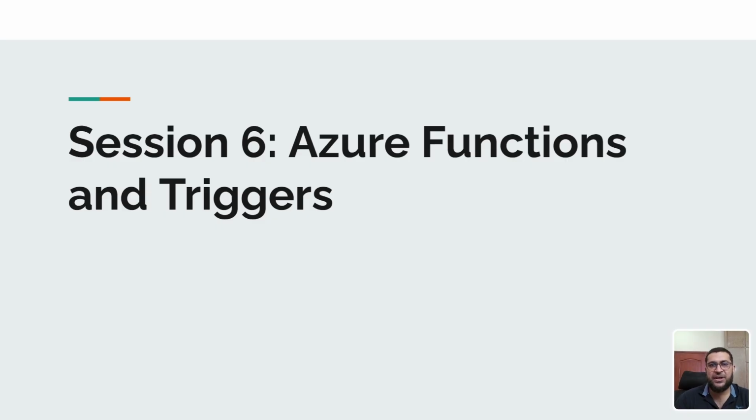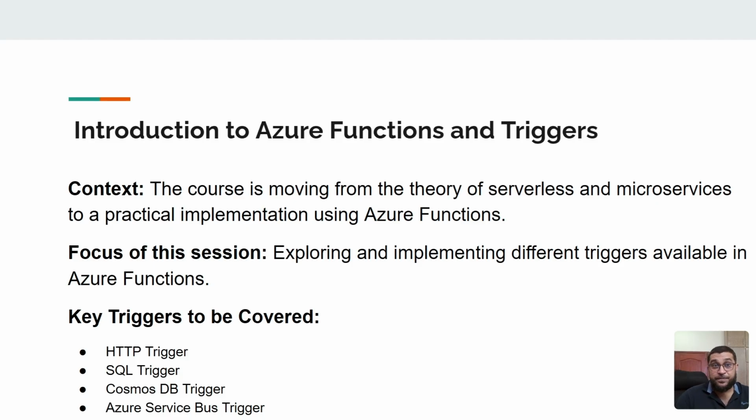So in this session, session number 6, Azure Function, we will discuss Azure Functions and the different triggers of Azure Functions. Before I start the session, this course is moving from the theory of serverless and microservices to a practical implementation of Azure Functions. So in this course, our total focus is, besides the theory, the practical work, to explore and implement the different triggers available in Azure Functions.